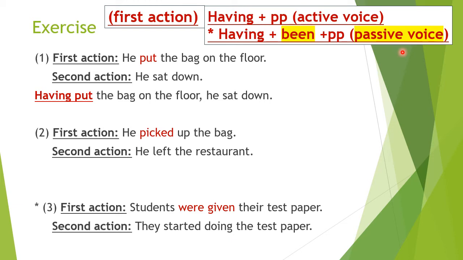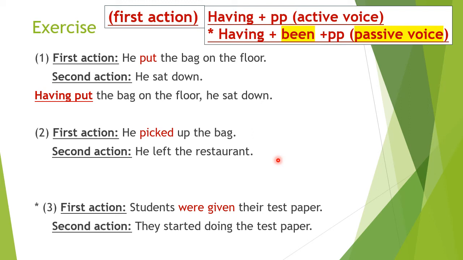Being able to identify the main verb for the first action and to see whether it's active voice or passive voice, I will keep reminding you. All right, let's check number two. The first action is he picked up the bag. What about the second action? The second action is he left the restaurant.